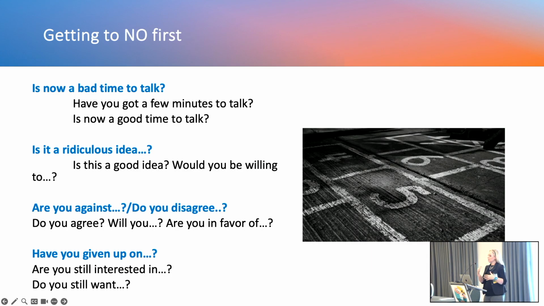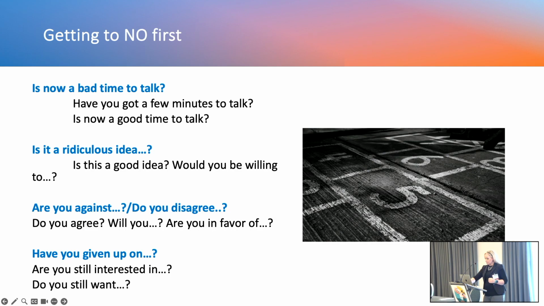And then let's say you've had a conversation, you haven't gotten the response back. Have you given up on writing a letter from me? I don't know if I'd use it for that specific one, but if you get to know first, no, it's not a bad time right now, or no, it's not a ridiculous idea. It's easy then, you've overcome that. Let's get to know first.